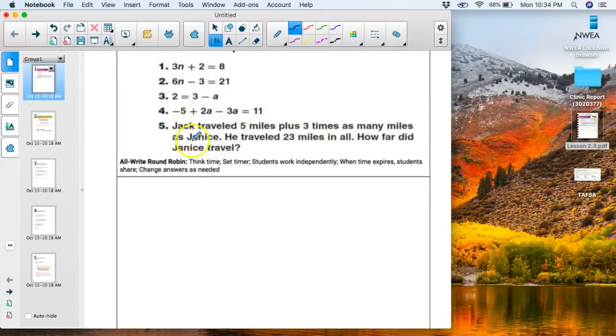All right, let's walk you through number 5. Jack traveled 5 miles plus 3 times as many miles as Janice. So normally I would say use J for Janice, the number of miles Janice traveled, because that's what I don't know. He traveled 23 miles in all. How far did Janice travel? So we've got Jack and Janice. I'm going to use C for Jack just because it's J-A-C, and N for Janice, J-A-N. So C equals the number of Jack's miles, and N equals Janice's miles.